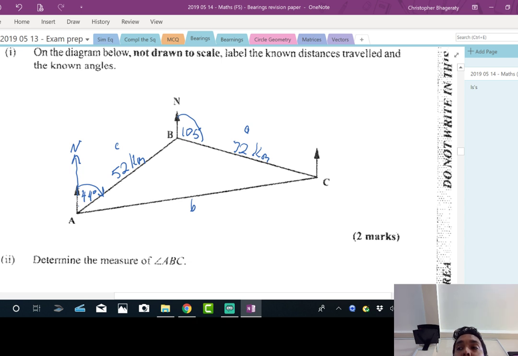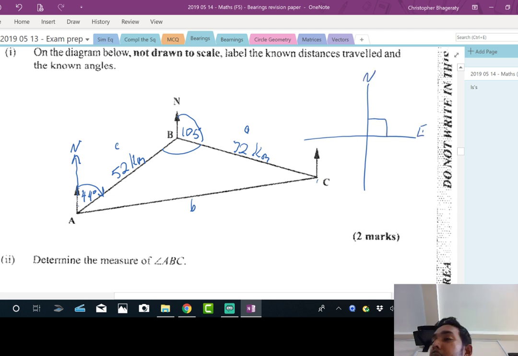Now Pythagoras Theorem works when you have a right angle triangle. The thing is, we have no angles inside and no other information. If they told us, for example, that C was due east of A, now from our cardinal points, if this is north and this is east, what's the angle between? 90. That's 90, right?